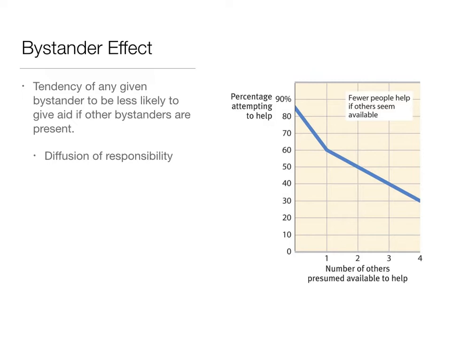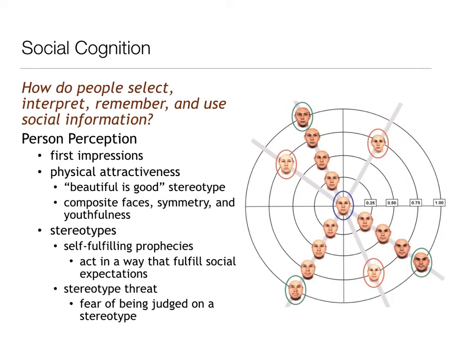So let's start talking about social cognition. The first thing that we're going to talk about is people perception. Social cognition is all about how people select, interpret, remember, and use social information. And the first way that we can do this is how we perceive other people. There's lots of different research about how first impressions will change our perceptions of people. We also know a lot of research about physical attractiveness.